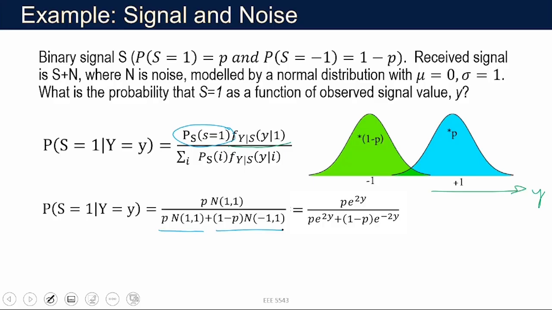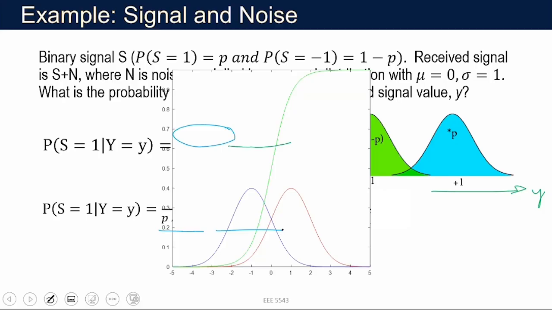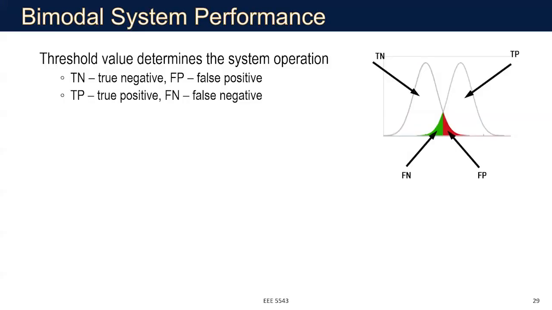And if we plug in our equations for the Gaussian and everything, we can simplify those equations significantly and get the following expression. And if we plot the following expression, it has this form, and it describes the probability that our transmitted signal was 1, given that we received various signal strengths. Systems where we have two possible values that could occur are quite common in engineering systems, and that's why they're called bimodal systems.